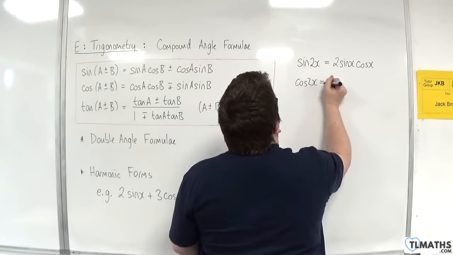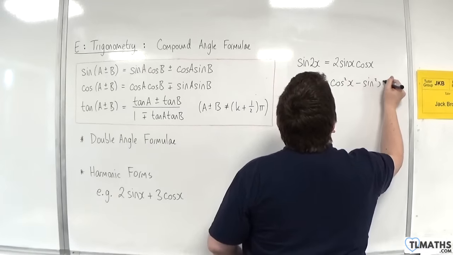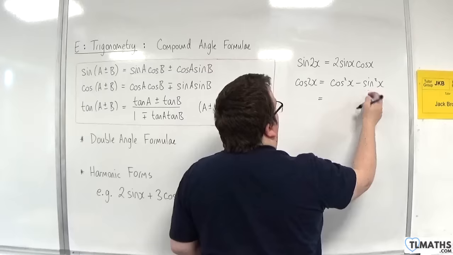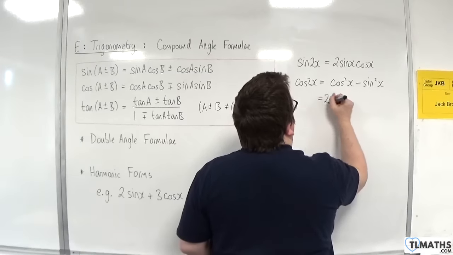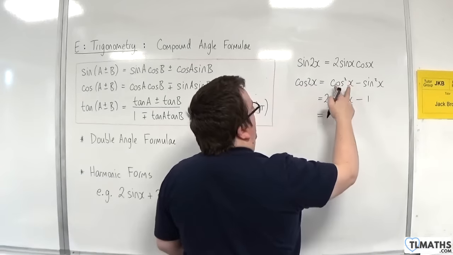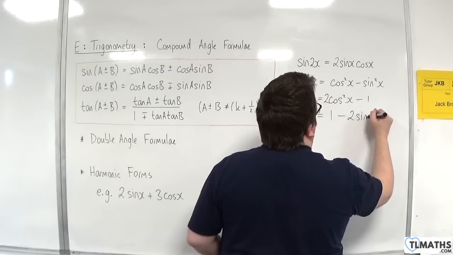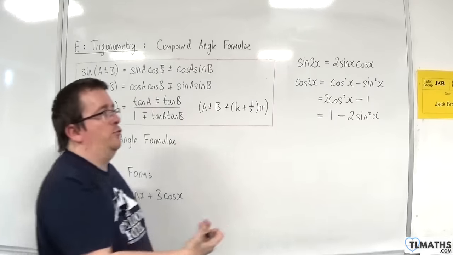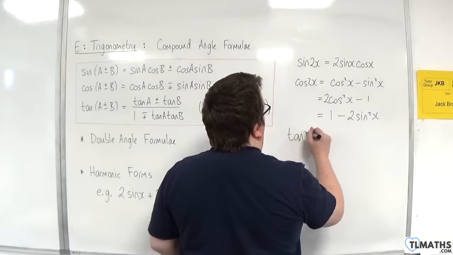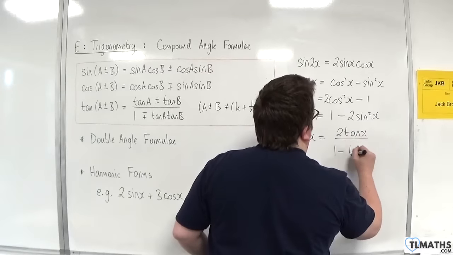Cosine 2x can be derived in a similar way, and is cosine squared x take away sine squared x. Replace the sine squared with 1 minus cosine squared, and you get 2 cosine squared x take away 1. Replace the cosine squared with 1 minus sine squared, and you get 1 take away 2 sine squared x. So cosine 2x has 3 forms. And tan 2x is 2 tan x over 1 minus tan squared x.